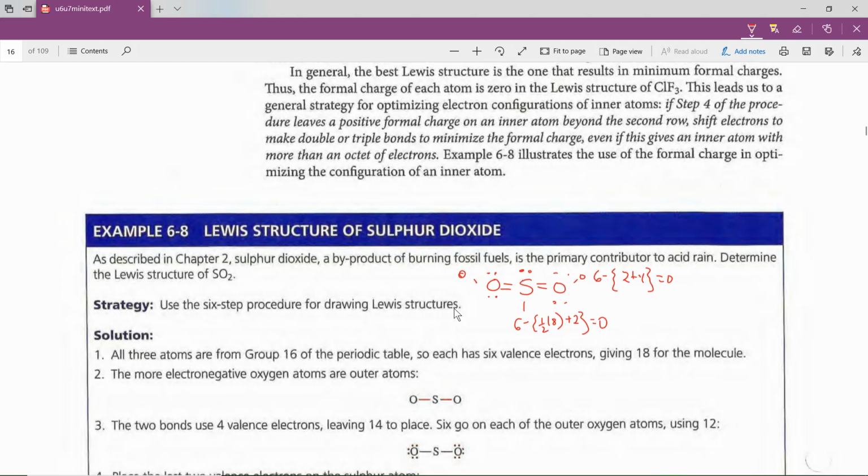What are some other possibilities? I could have this, where I have one double bond and one single bond.